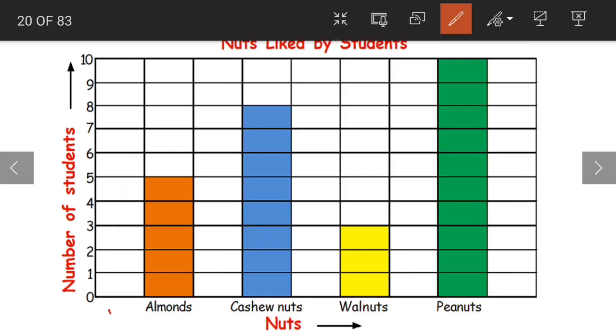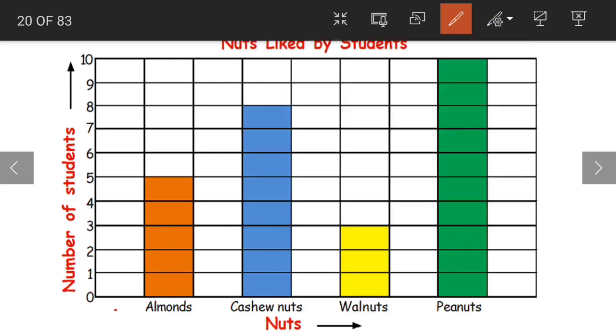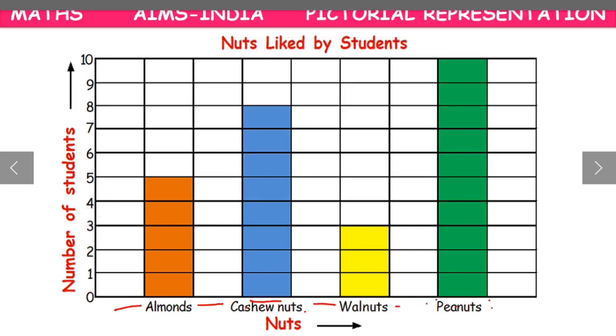For example, if you are using a scale like 1 centimeter, then leave 1 centimeter for space and 1 centimeter for the bar. 1 centimeter space, 1 centimeter bar. Like this, on equal heights. Even the numbers also 1 centimeter. After 1 centimeter write 2, after 1 centimeter write 3, after 1 centimeter write 4. Like this, make sure that the distance is the same between all the bars.